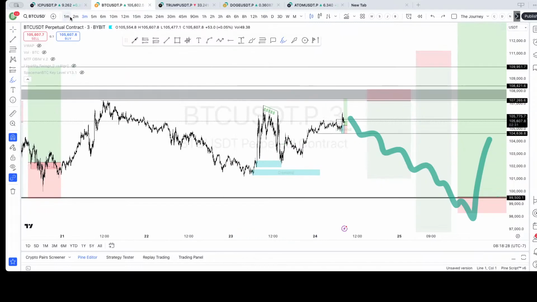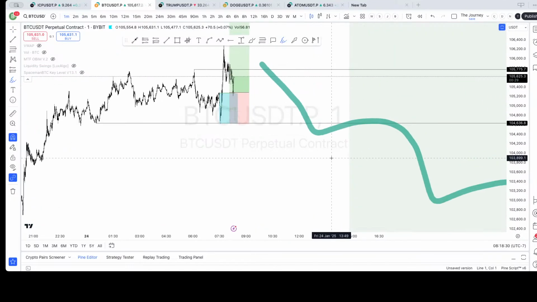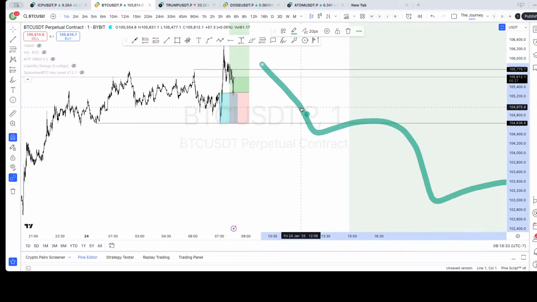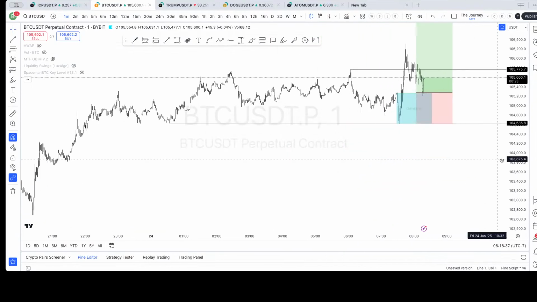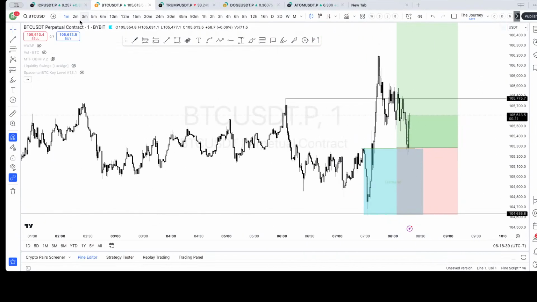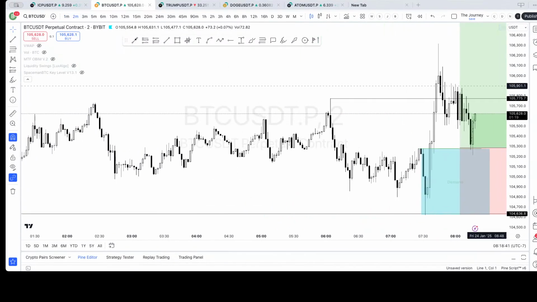Okay, so did we get our mitigation? Did it happen with structure? Did we come up from there? Kind of looks like it, huh? Kind of looks like it.